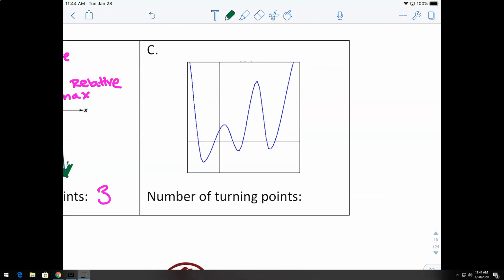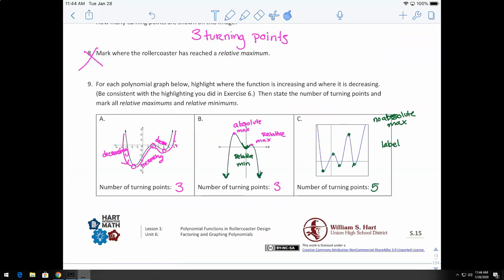So right here, I'm just going to count turning points. Turn, turn, turn, turn, turn. 1, 2, 3, 4, 5. You are going to go label. My hint to you is that there is no absolute max, but there is an absolute minimum. Okay. So you'll do that. So go ahead, pause here, take care of that.